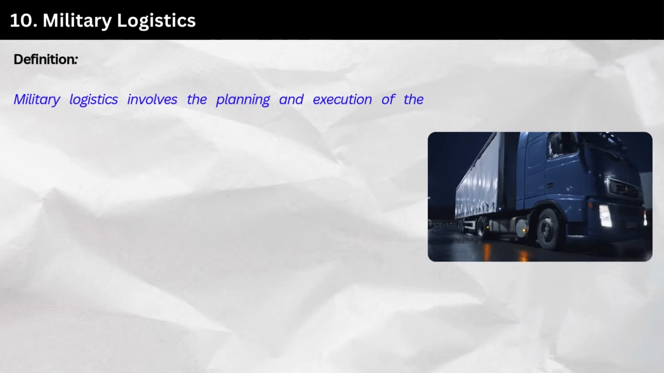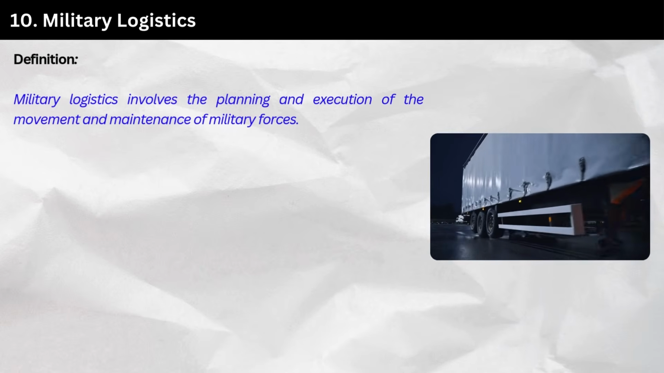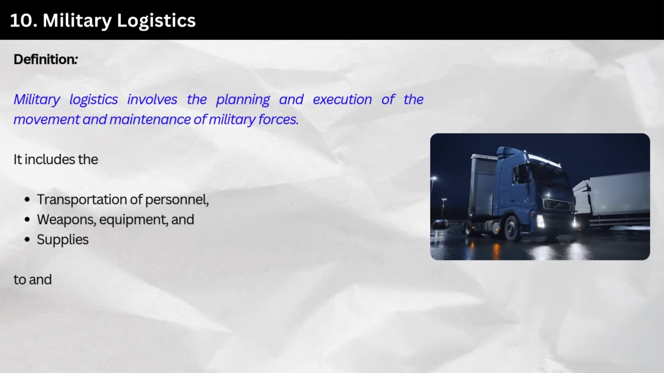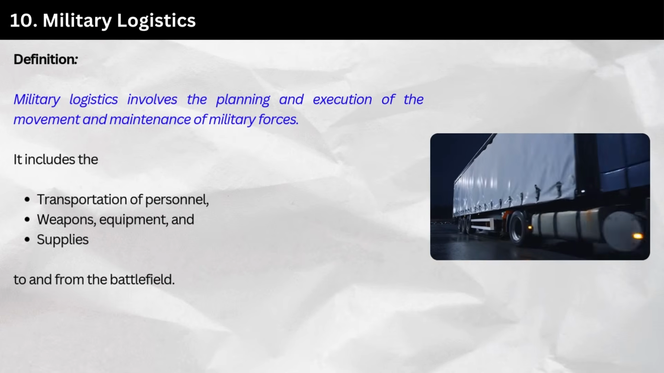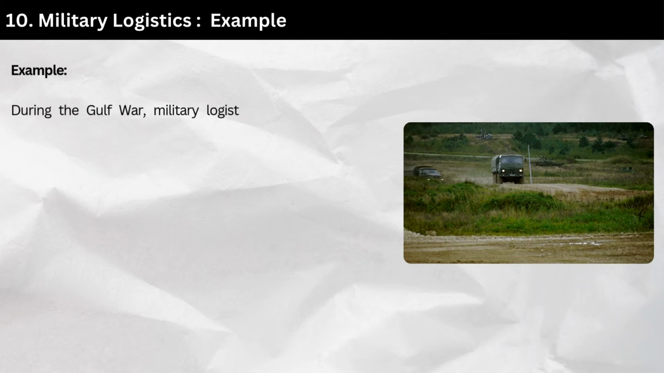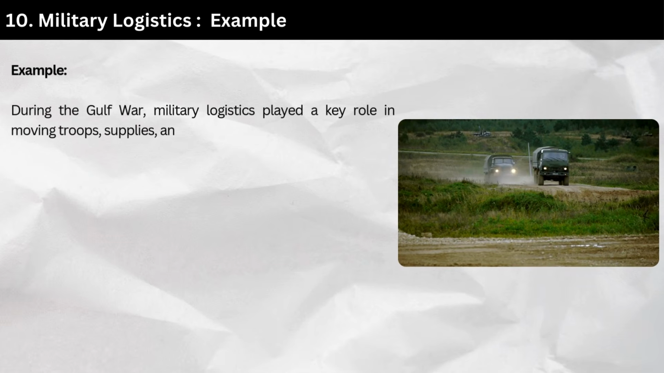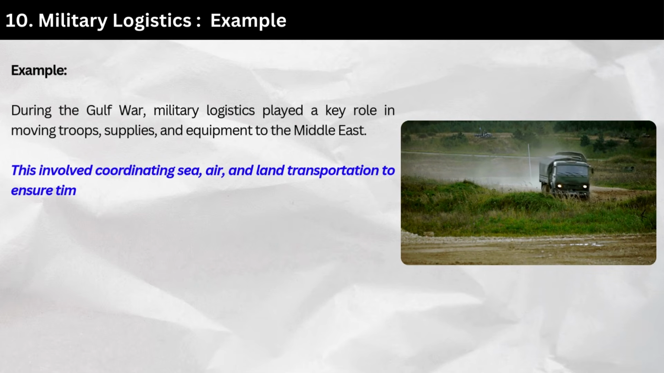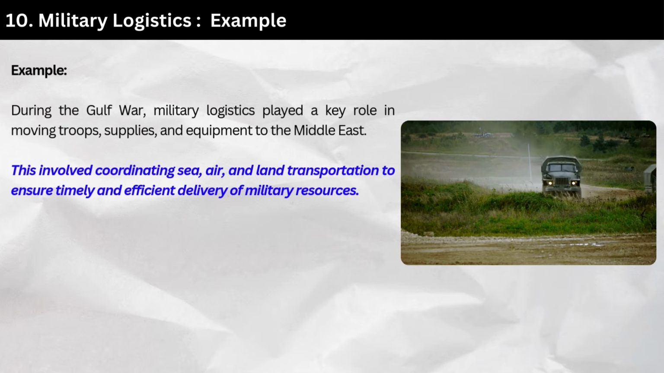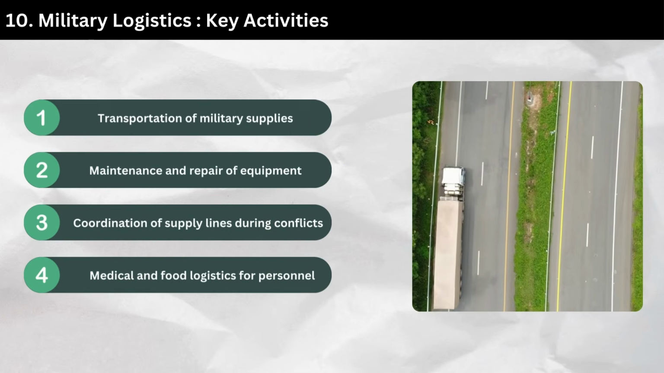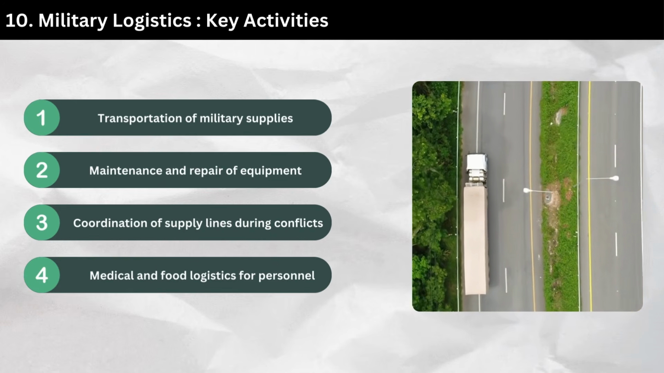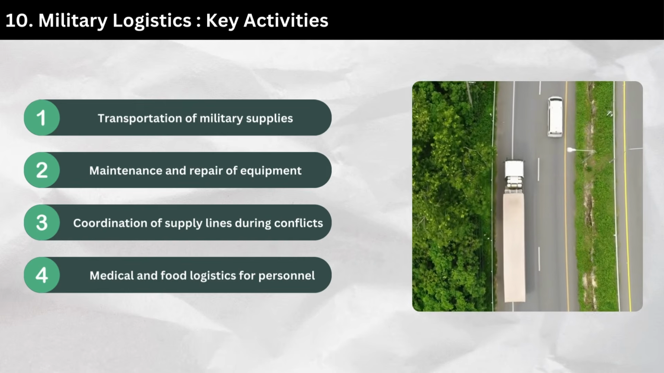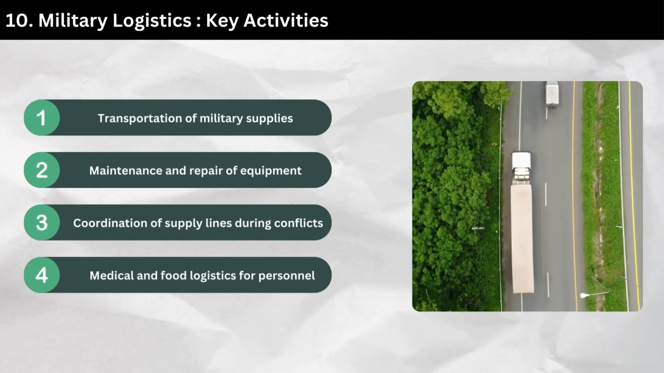Definition. Military logistics involves the planning and execution of the movement and maintenance of military forces. It includes the transportation of personnel, weapons, equipment, and supplies to and from the battlefield. Example. During the Gulf War, military logistics played a key role in moving troops, supplies, and equipment to the Middle East. This involved coordinating sea, air, and land transportation to ensure timely and efficient delivery of military resources. Key activities. Transportation of military supplies. Maintenance and repair of equipment. Coordination of supply lines during conflicts. Medical and food logistics for personnel.